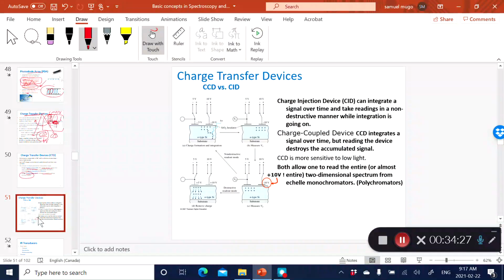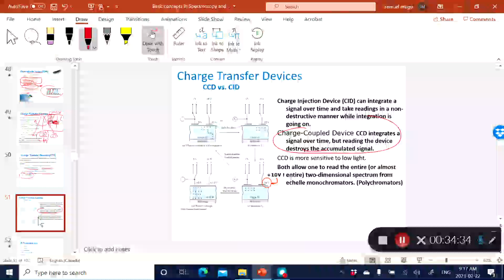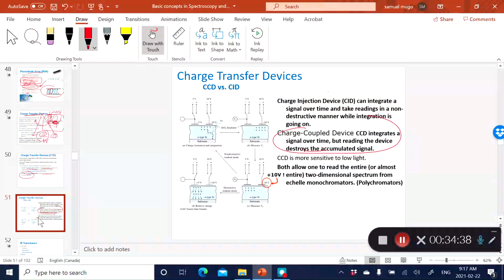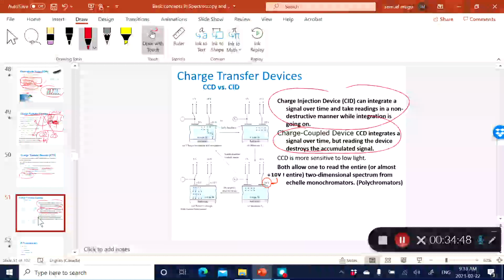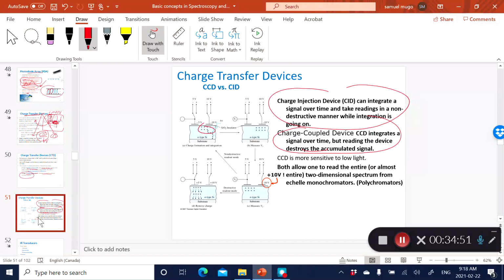So take note of this then, with the CCD, you are destroying the signal because I'm moving the holes to a charge amplifier. But very important, with the CID, I'm actually not destroying the signal. So it's a non-destructive signal detection technique, because all I'm doing is moving the holes to the next electrode, and then I can move them back if I so wish, just by changing the polarity of the electrodes on the surface of the PN diode.